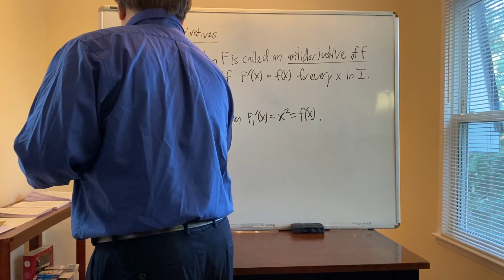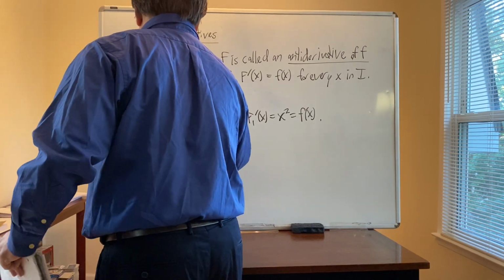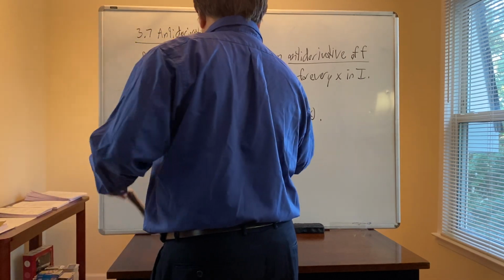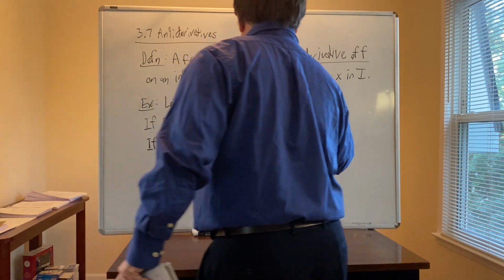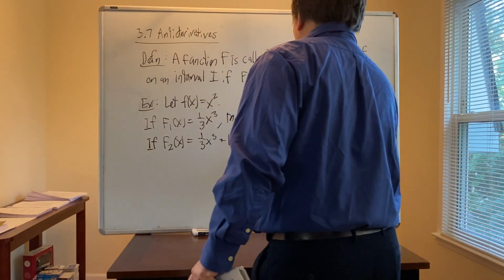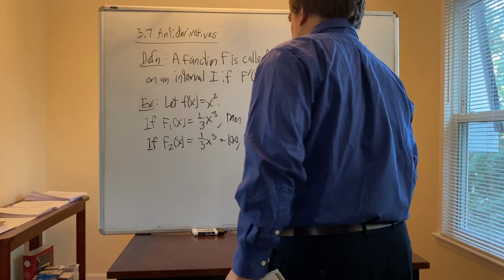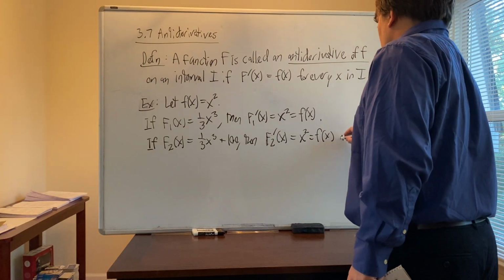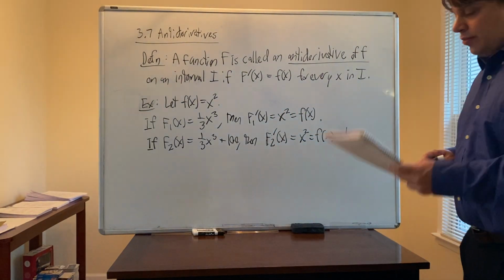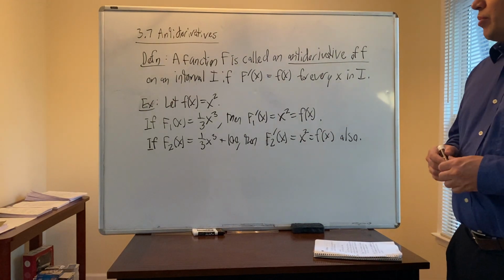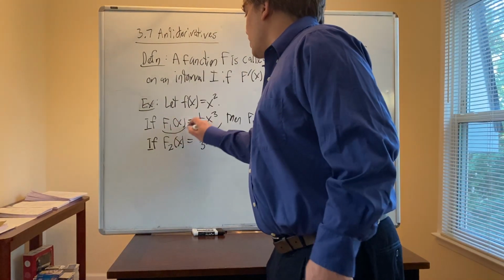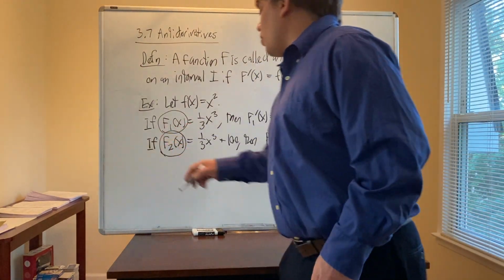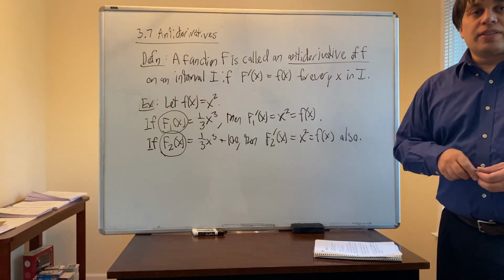Now, let's make another point. If capital F sub 2 of x equals 1/3 x cubed plus 100, then capital F sub 2 prime of x is equal to x squared, which equals little f of x also. Okay? So what am I showing here? I'm showing that this capital F1 of x is an antiderivative of little f of x. This capital F2 of x is also an antiderivative of little f of x.